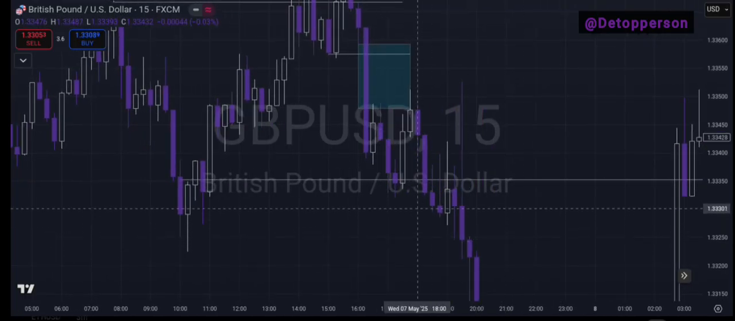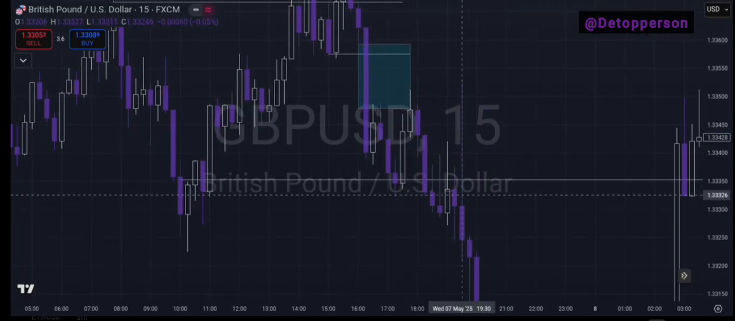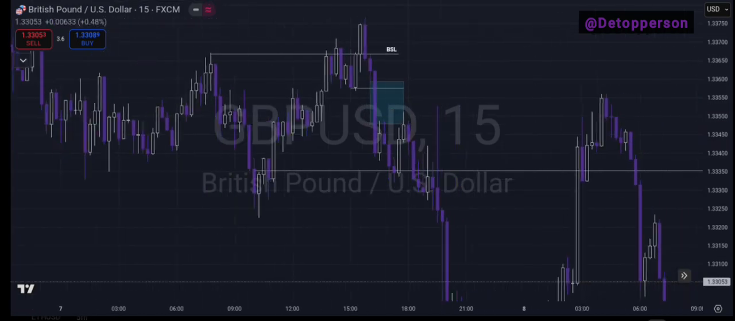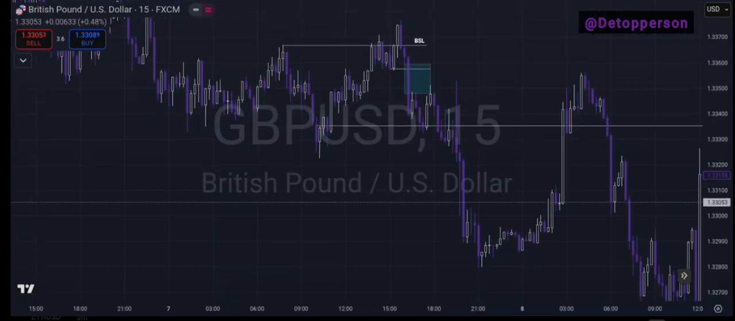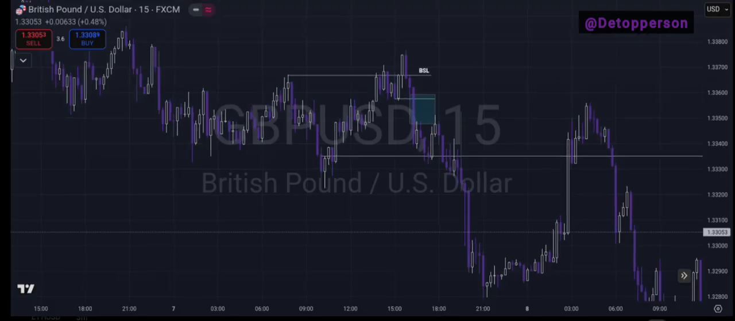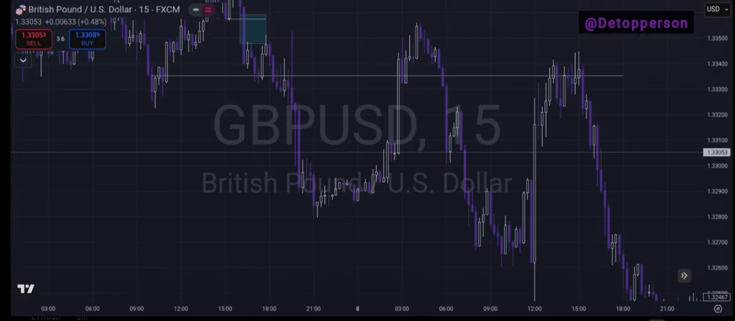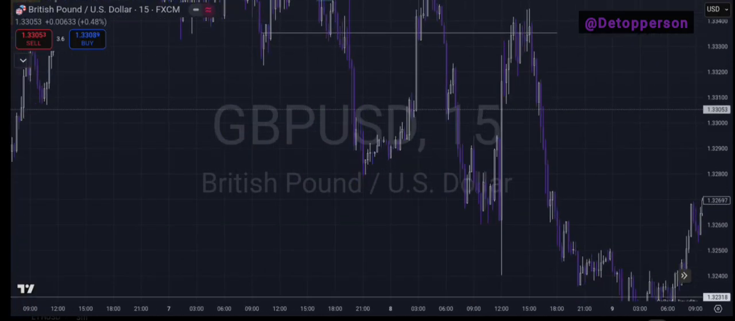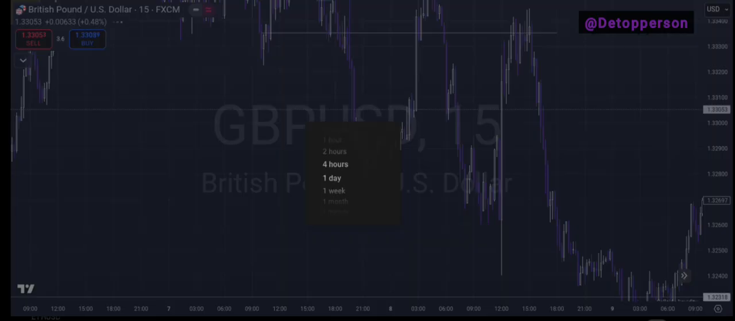First touch, second touch, then again, another opportunity for us to do what? To go all in. And you could see how beautiful the price action was. Now, let's move now to the 4 hours time frame.